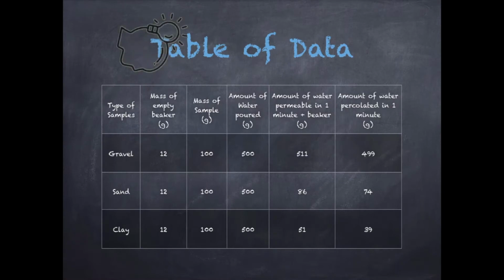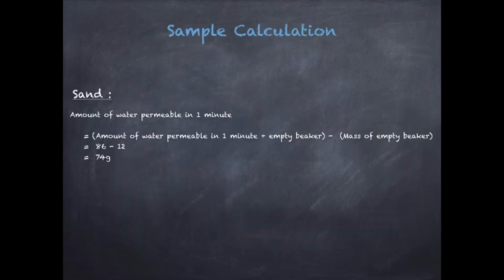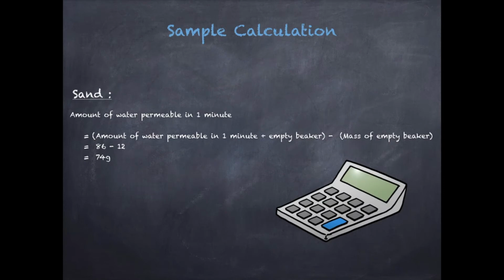So this is all the recorded data that I got from the experiment that I have been conducting. So here is a sample calculation on how to calculate the amount of water permeable in 1 minute. I will use the sample of sand for my example. As you can see, the amount of water permeable in 1 minute is the mass of beaker with water minus the mass of empty beaker. And for this sample of sand, I got 74 gram.